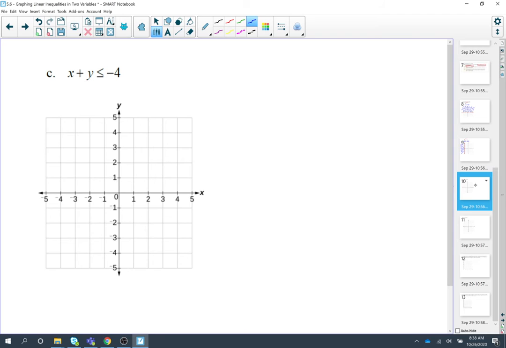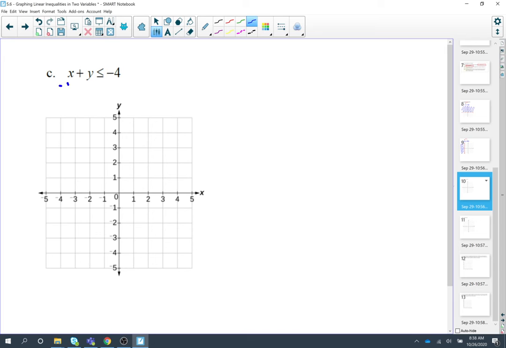Letter C, x plus y is less than or equal to -4. Now, this one has two variables, so our line is not going to be vertical or horizontal. It's going to have some slant to it. Option 1, we can convert this to slope-intercept form. Option 2, we could find the x and y intercepts. For this one, personally, I'm going to just convert it to slope-intercept form.